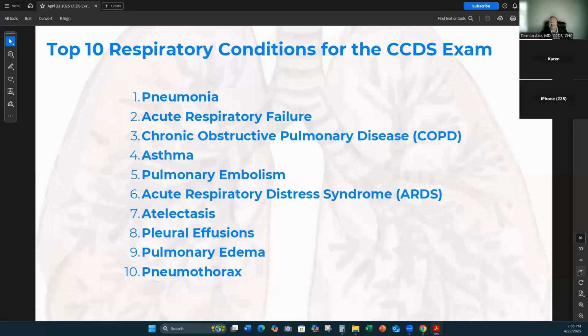The next listed is asthma. Asthma is sometimes tested. It's not tested as heavily as the other topics within the lung. It's important if you know the asthma is mild, moderate, or severe, as well as if the symptomatology is intermittent in nature or persistent in nature. Those are the most common ways that we're expected to specify asthma.